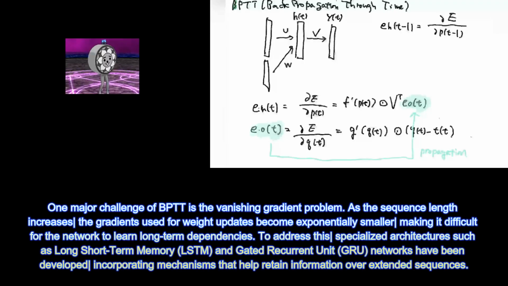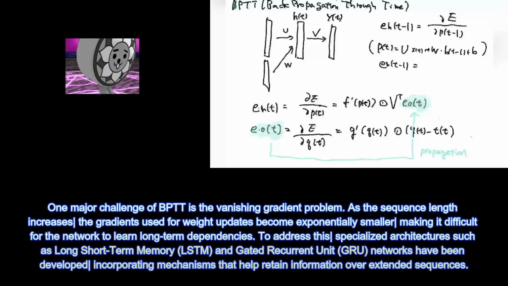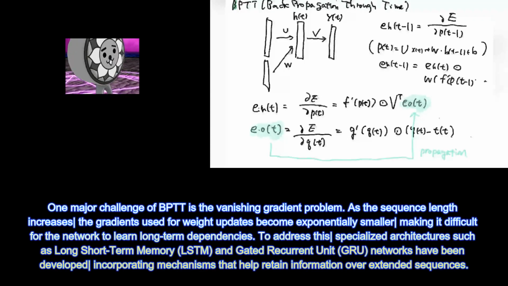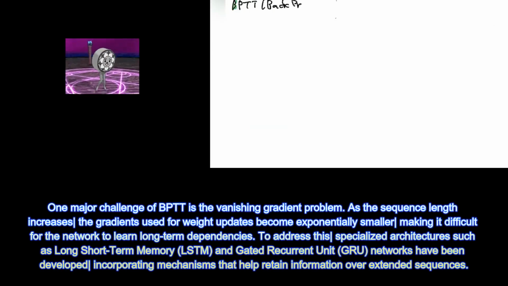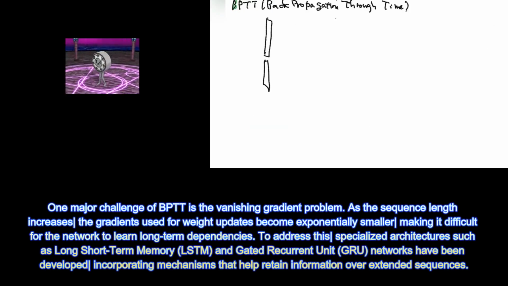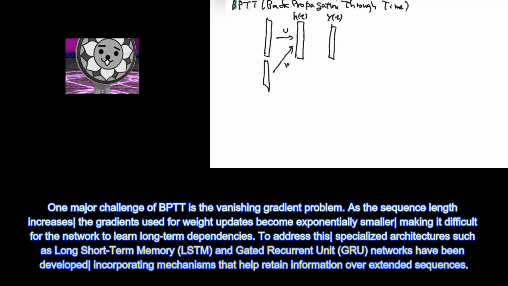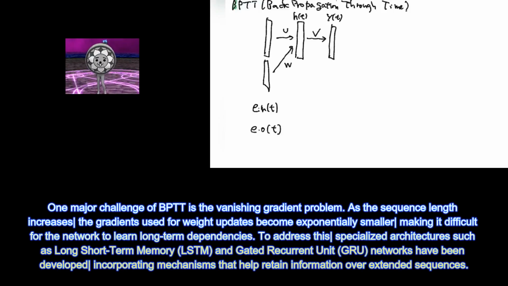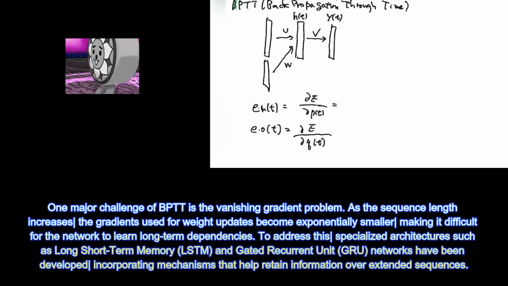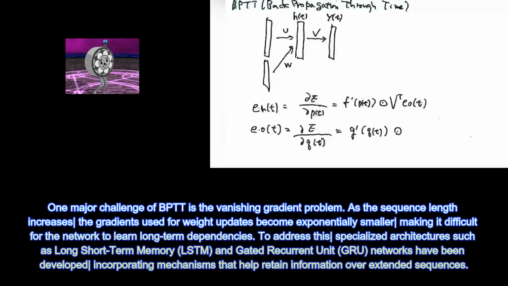One major challenge of BPTT is the vanishing gradient problem. As the sequence length increases, the gradients used for weight updates become exponentially smaller, making it difficult for the network to learn long-term dependencies. To address this, specialized architectures such as long short-term memory and gated recurrent unit neural networks have been developed, incorporating mechanisms that help retain information over extended sequences.